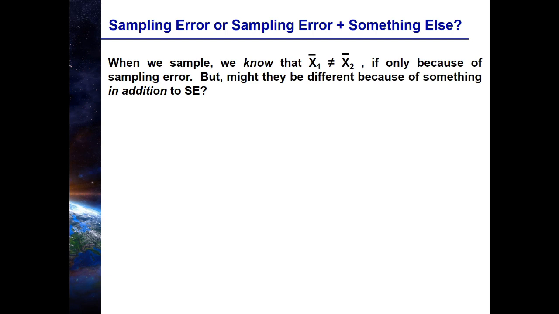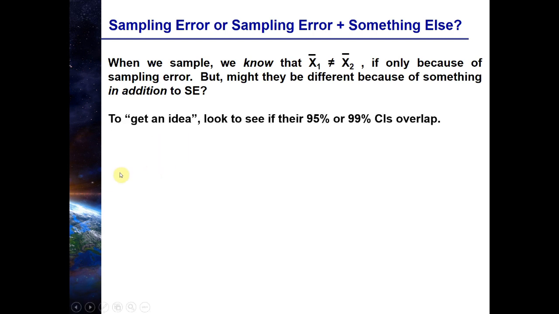All right. So here's how this is going to work. What we're going to do is calculate the 95% confidence interval around both means. So we're going to calculate a 95% confidence interval around X bar 1 and X bar 2, and we're going to see if those confidence intervals overlap each other. Or we could use the 99%. So we calculate the 99% confidence interval here, the 99% confidence interval there, and see if they overlap.